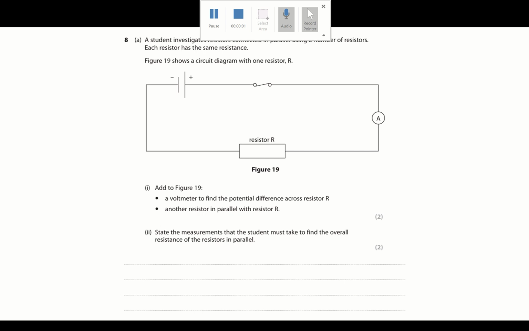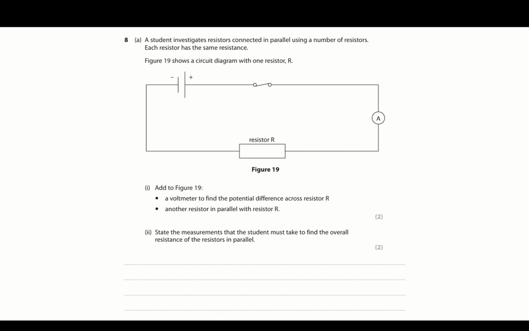Okay, question 8, got some circuits questions. So we've got a student investigates resistors connected in parallel using a number of resistors. Each resistor has the same resistance. Here's the circuit diagram with one resistor labelled R. Add to figure 19 a voltmeter to measure the potential difference across.